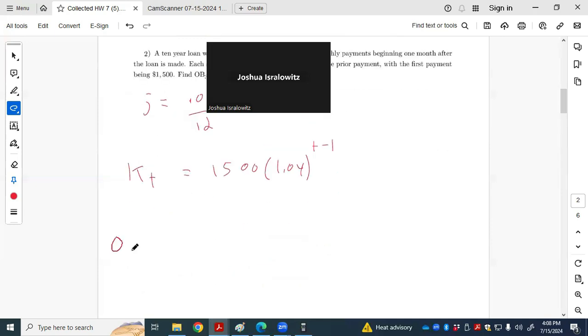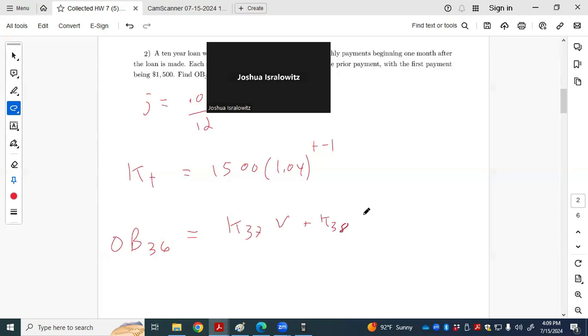So plop into your outstanding balance formula using the prospective method. Someone actually did this using the retrospective method. That is perfectly fine, but it takes a lot more time because you have to get the present value and add up all the prior payments. It's much quicker just to do the prospective method. So it's K37, 1 plus this. v is 1 over 1.0025.